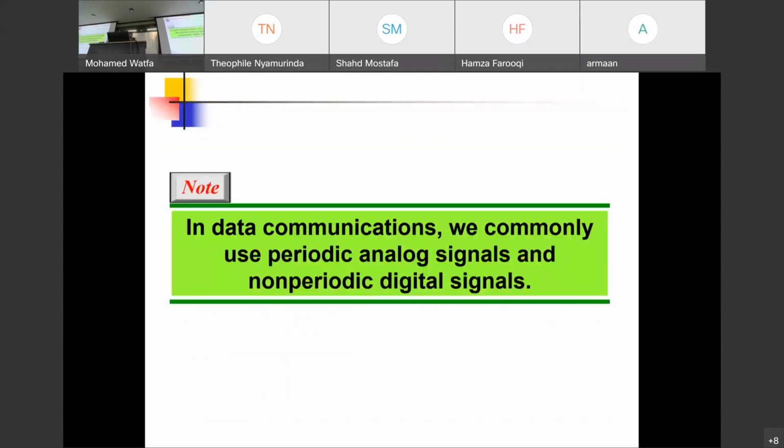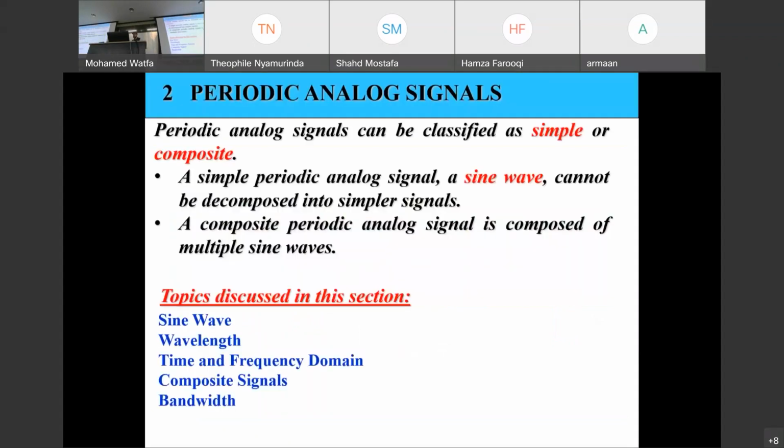Okay, so let's continue. As I said, typical are periodic analog and non-periodic digital. We'll be talking about all of them, but typically the most common are periodic analog signals and non-periodic digital signals. When you talk about periodic analog signals, typically we have two kinds, as I said at the beginning, simple or composite. Simple means it's a simple sine wave, more or less. The sine wave is kind of the mother of all analog signals. Anything, a piece of it would be a sine wave.